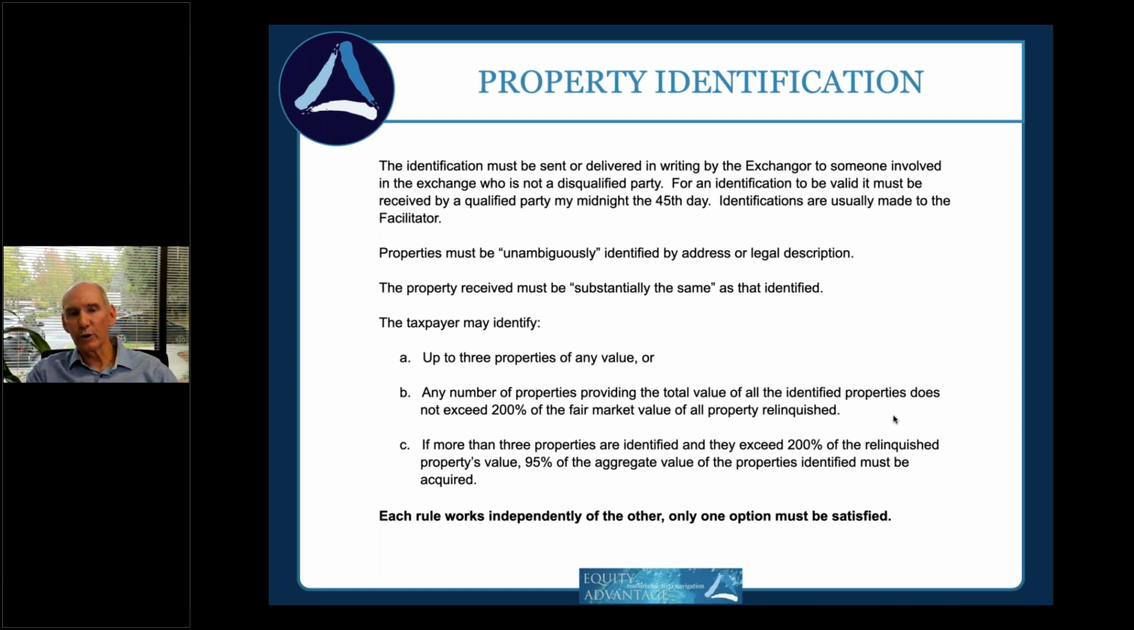This class is about reverses. You're finding the property replacement before that property is relinquished. I'm going to say that a reverse, I think, is a great tool. I'm also going to tell you, use it as a fallback. Don't use it as a primary.